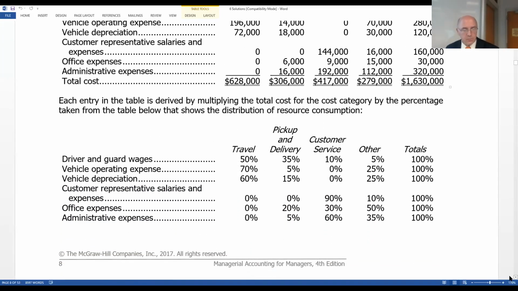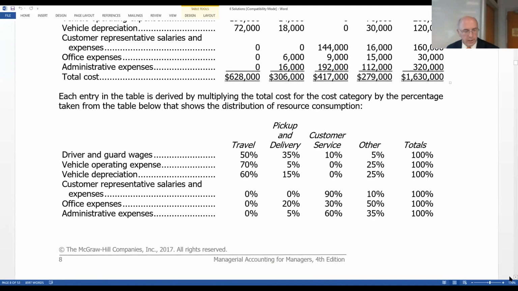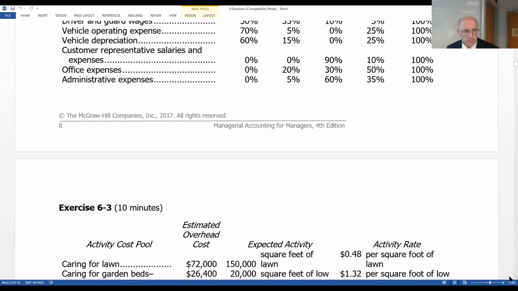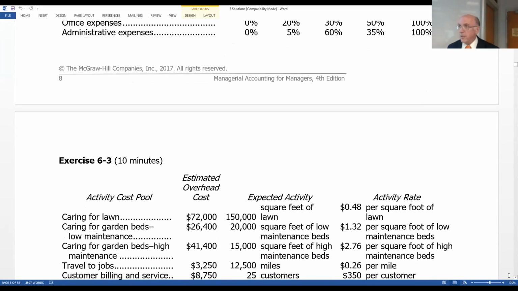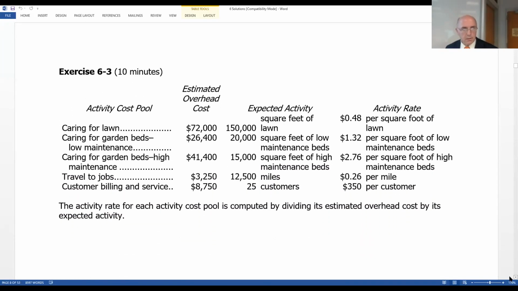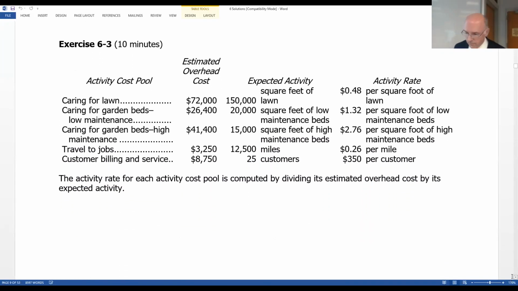So here we get the various percentages. You know, travel 50% of 720, 35% of 720, 10% of 720, and so forth. So that's where we get all those numbers. Are there any questions about number 2, by the way, before we go on? If I go on and you have questions, just stop me. Number 3, compute activity rates.